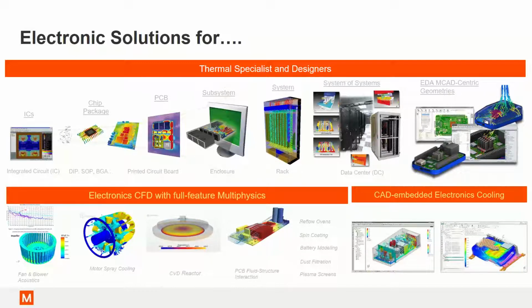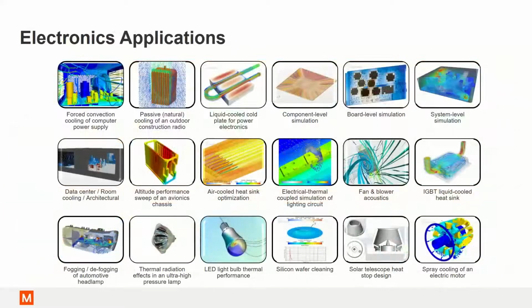So with all these available solutions, where can we apply them? Here is a quick snapshot of a few of the applications where our customers are using our electronic system cooling solution. Beyond board level and system level simulations, we're looking at spray cooling of electric motors, LED light thermal performance. It could be convection cooling due to a liquid cooled plate for power electronics, but also generally forced convection, and that's what we're more used to.